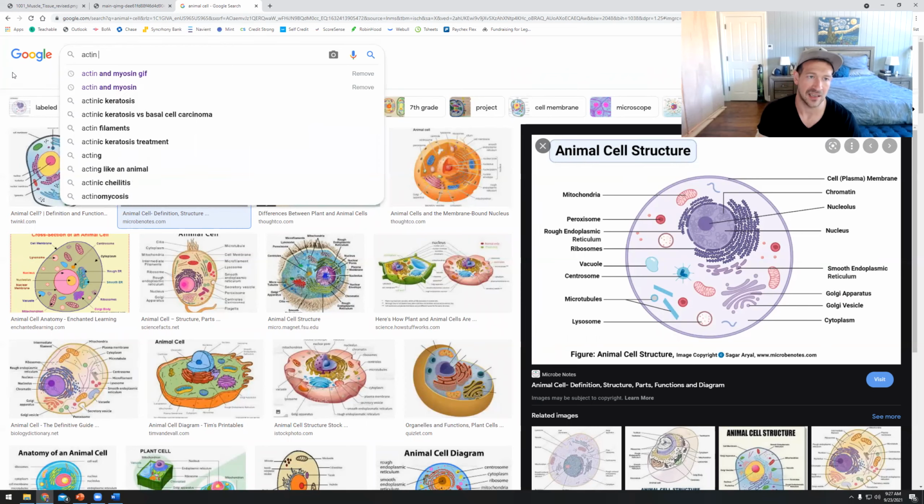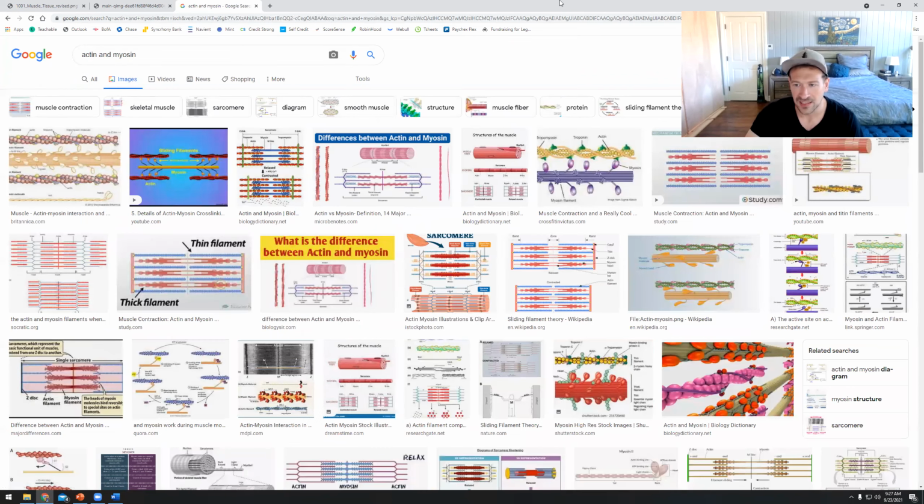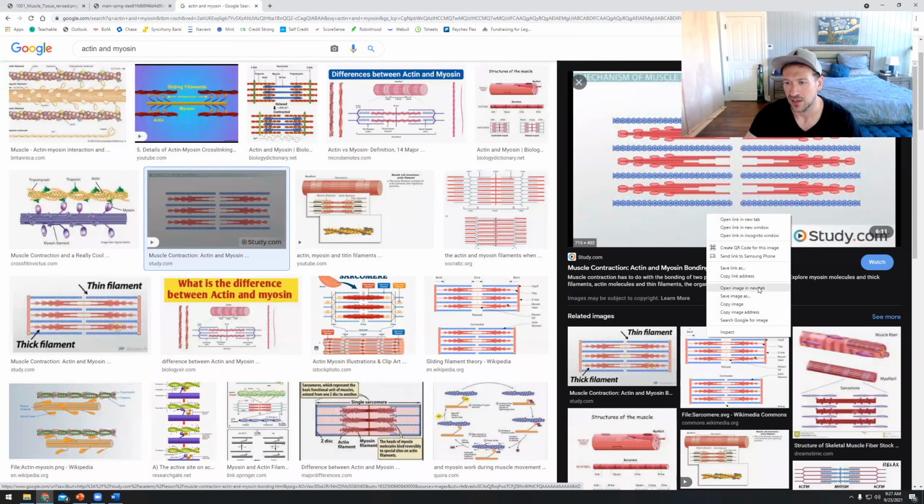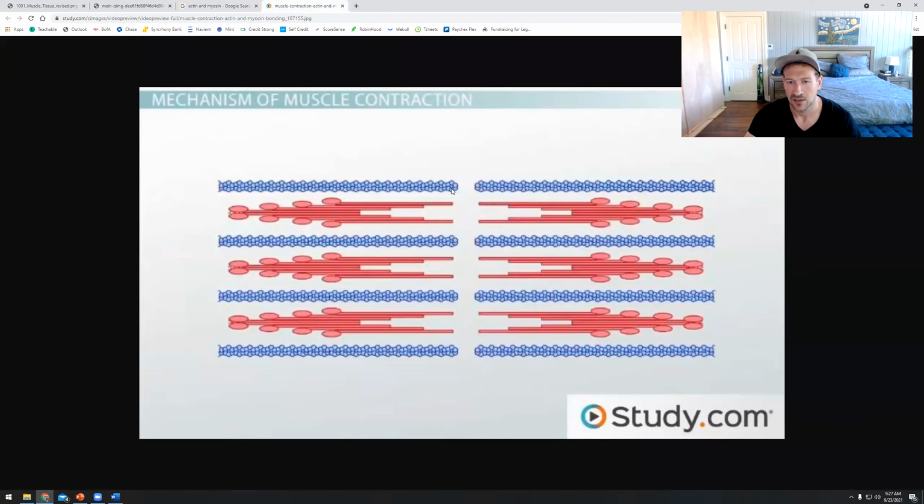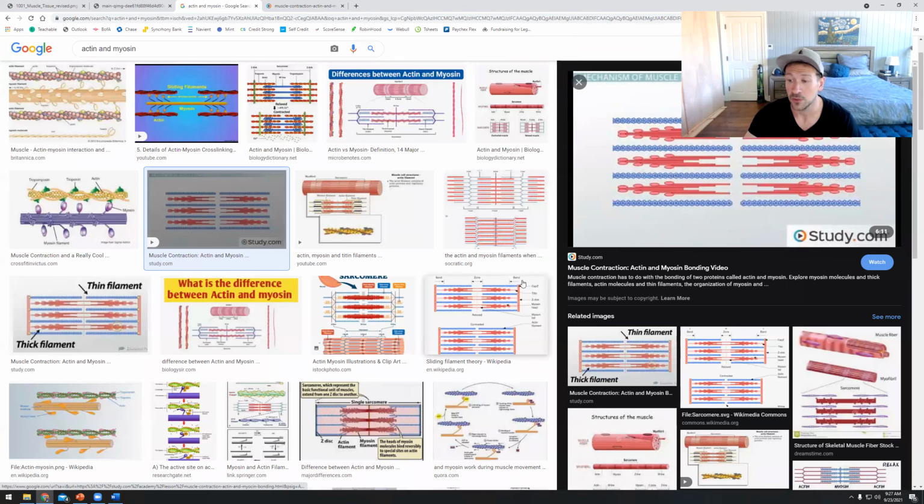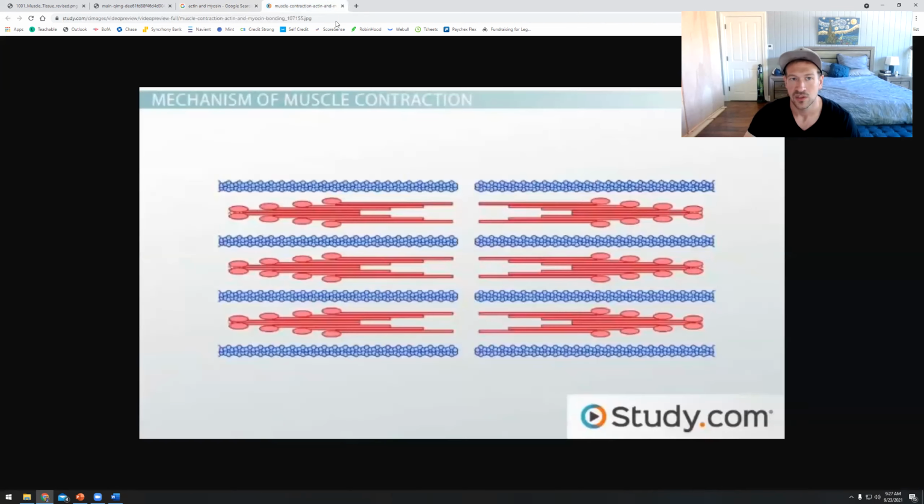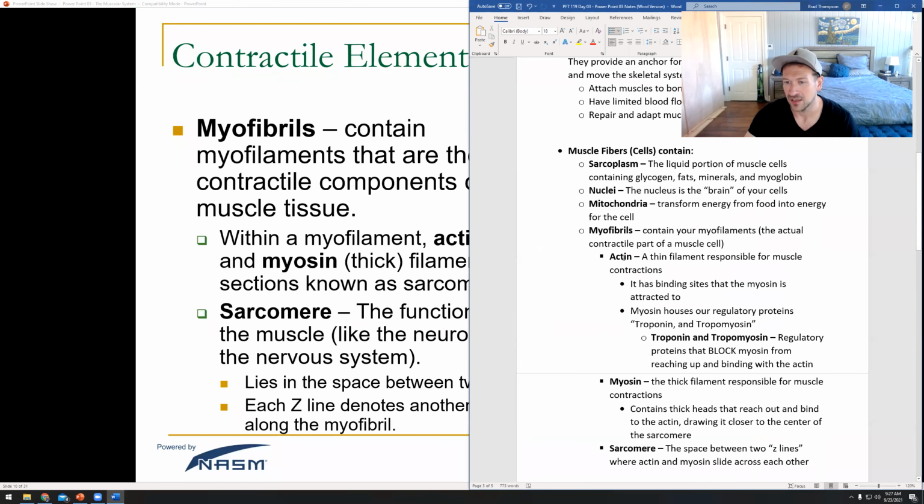But let's take a look at actin and myosin. They've got these different little strands here. You can see here's the thin strand, that's your actin strand. Notice how it's made up of all these little circles. Those are binding sites, and they're really attractive to that thick strand in the middle. See this thick strand right here? That is called your myosin. So actin is the thin filament responsible for muscle contractions, and it has these binding sites that myosin is super attracted to. Myosin wants to get all up on actin's binding sites, okay?